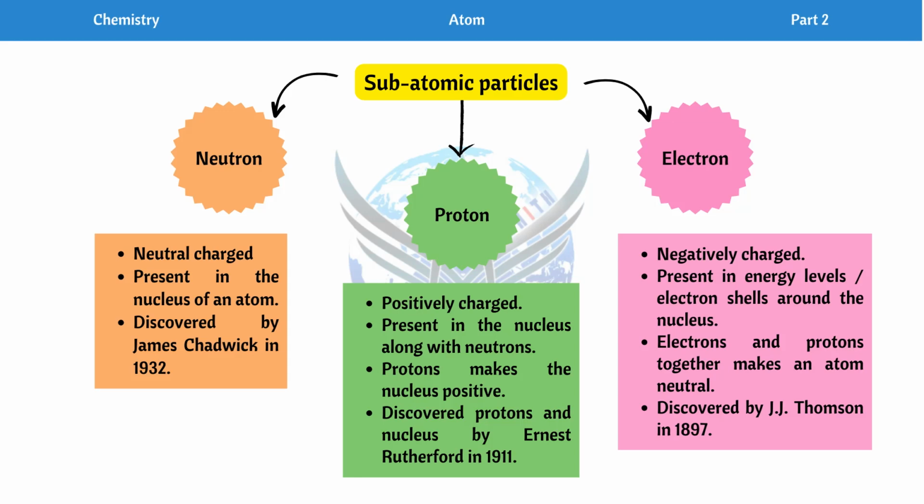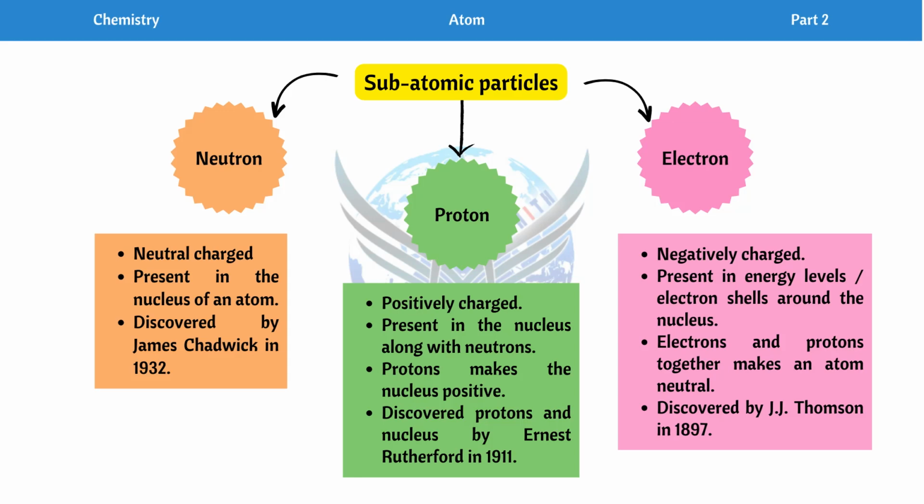Electrons and protons together make an atom neutral. In a neutral atom, as many protons as there are, that many electrons are there, and positive and negative charges cancel, so the atom becomes neutral. Electrons were discovered by J.J. Thomson in the year 1897.